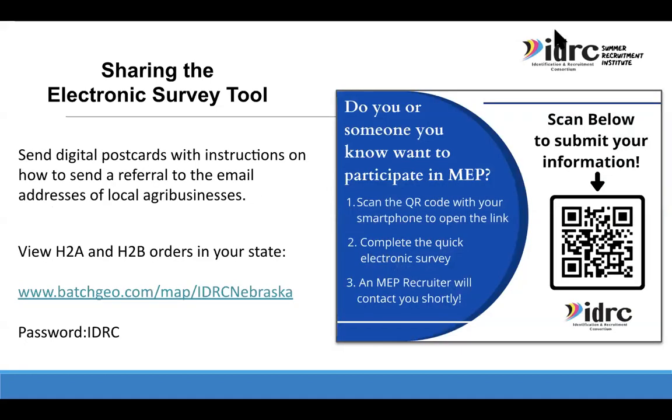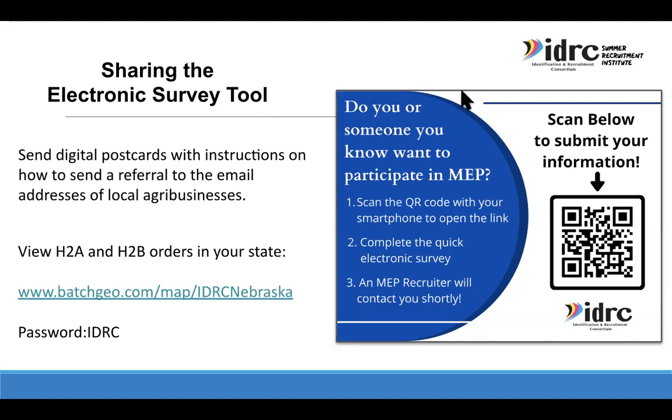You can also send digital postcards with instructions on how to send referrals to emails and addresses of local agricultural businesses. You can see here, this is just a quick little referral postcard. We've had some states use these. They are sending them across text messages to potential workers that they meet. They're sending them through email to the businesses that they're working with. They're sending them through WhatsApp, Facebook message. All of it can be saved in a digital file format and then shared so that people can have access to it.